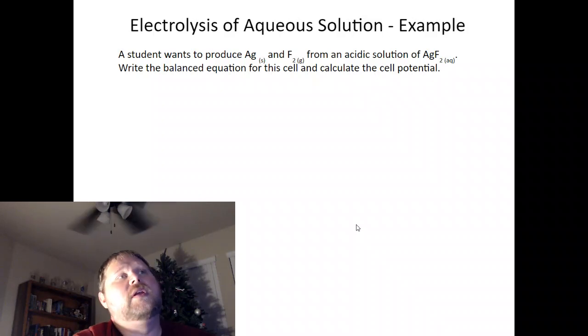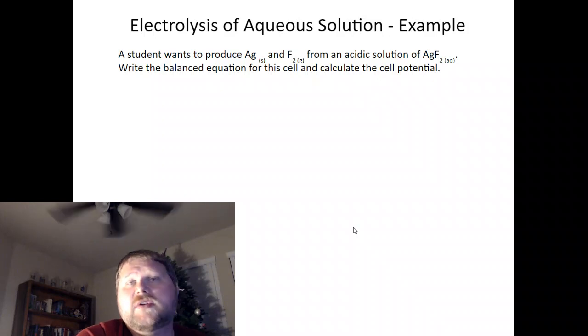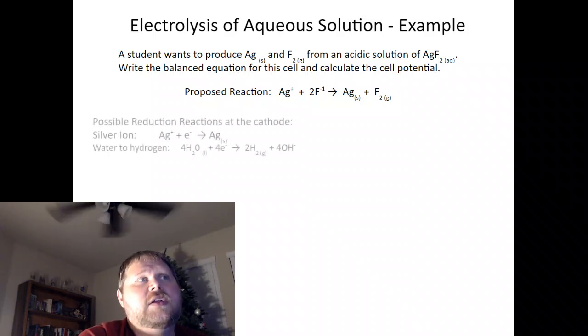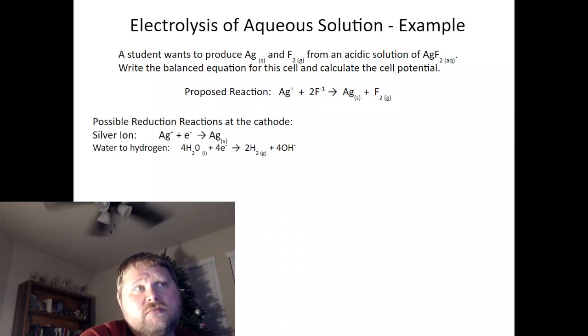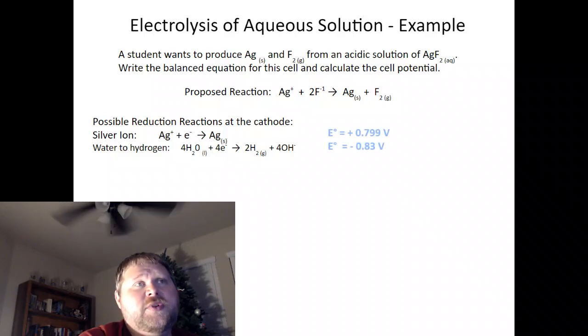So what I've got here is silver fluoride aqueous, and I want to make solid silver and gaseous fluorine from it. So let's go through this reaction and see if I can get this proposed reaction. Silver reduced, fluoride oxidized. And this is aqueous. So here's what could happen at the cathode. I could run my silver reduction, no problem. Or the water can be reduced to H2. So let's look at the reduction potentials for each of those. Silver is 0.799. The water is negative 0.83.